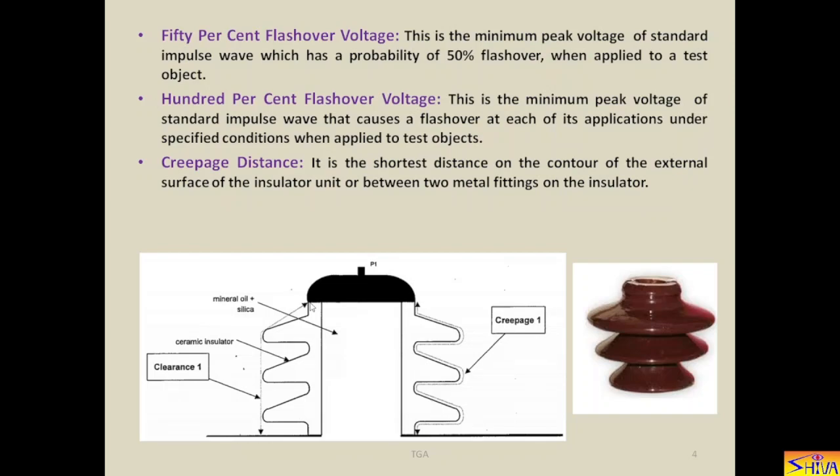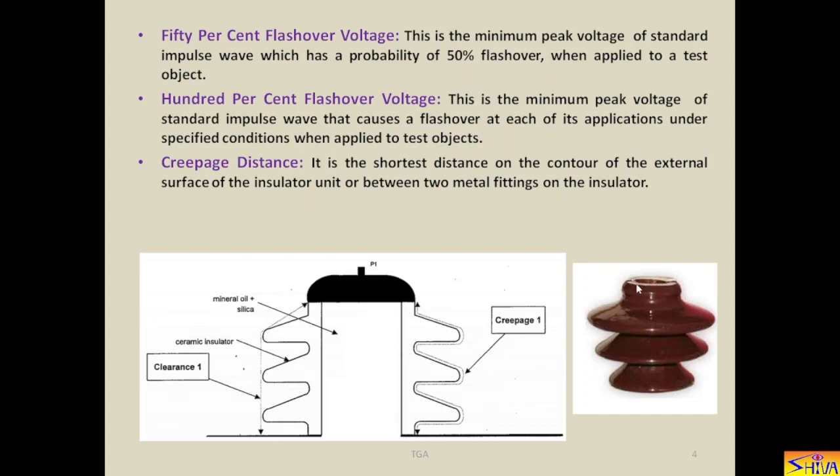So you might have observed the shape of the bushing as well as insulator. It is like this. Now if we measure the vertical distance from this point up to this, that is high voltage point, up to the earth point, that is called as clearance. And when we measure the distance over the contour of this bushing or insulator from this point like this, like this, like this up to this point, it is called as creepage distance. Obviously creepage distance is more than clearance.